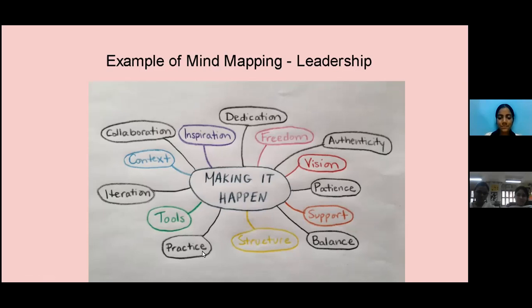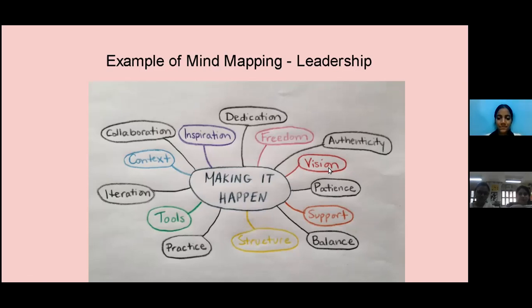Then patience and all these things are okay. These are all required. Dedication is there, freedom is there, everything is required. But this is the most important quality which a leader should have: vision. Because if there is no vision, he does not know where to lead his people, then what is the use of such leadership?